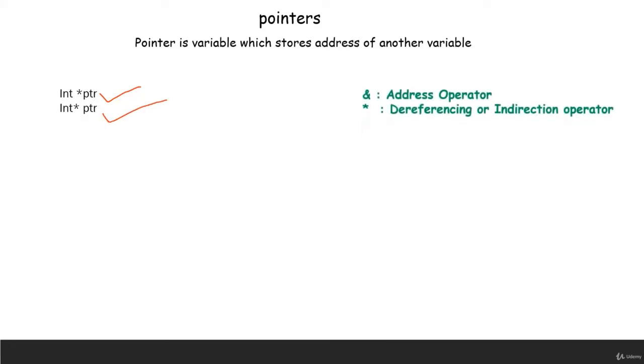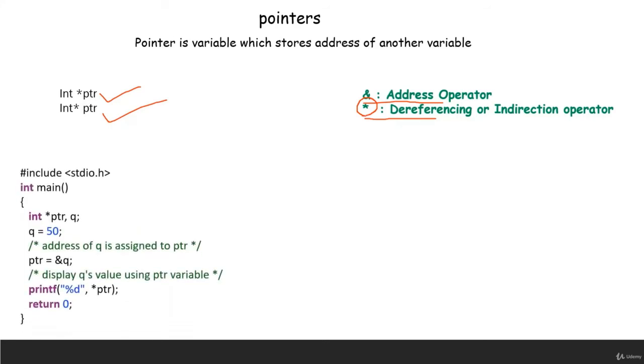Moving to the next, ampersand means address operator and asterisk means dereferencing or indirection operator. Always remember, wherever ampersand stands, it means it's holding the address of the value which is stored. And asterisk means dereferencing. Asterisk is always used to print values.